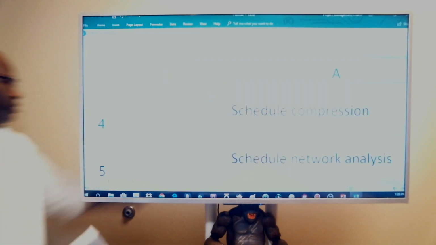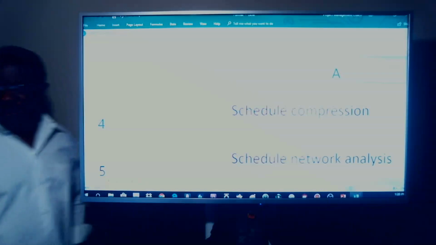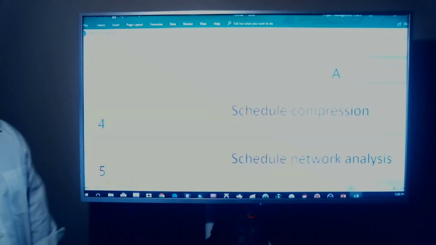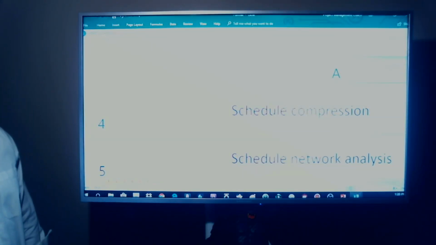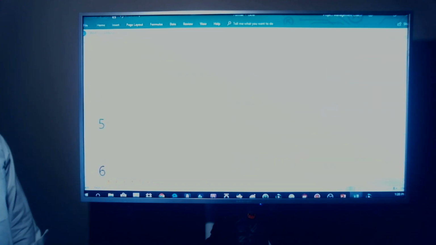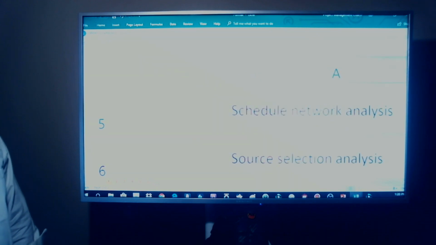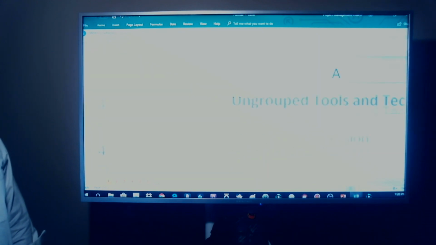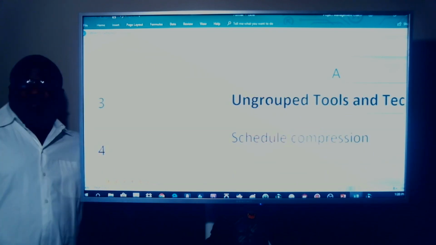Let me see if this will help. Okay, you kind of get the idea just a little bit. But all of these terms on this table, all of them from top to bottom, all of these grouped and ungrouped tools and techniques. I'm sorry, it's not really working out very well.